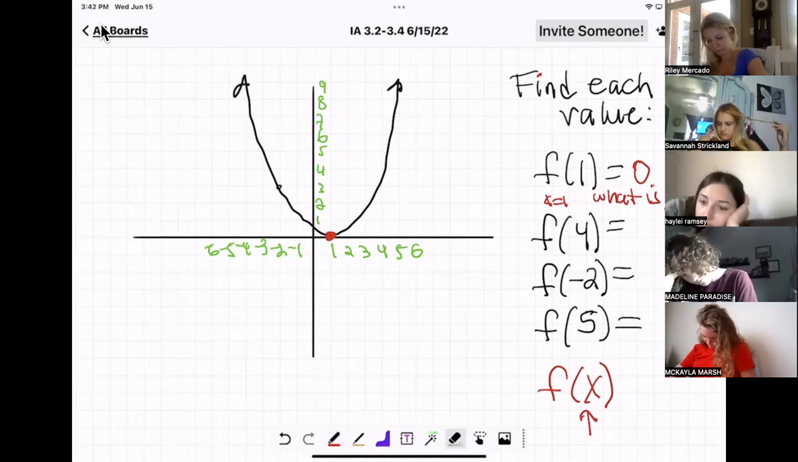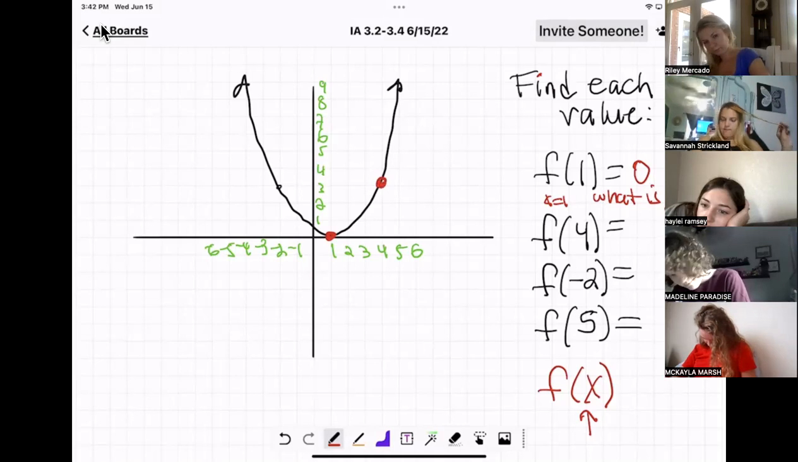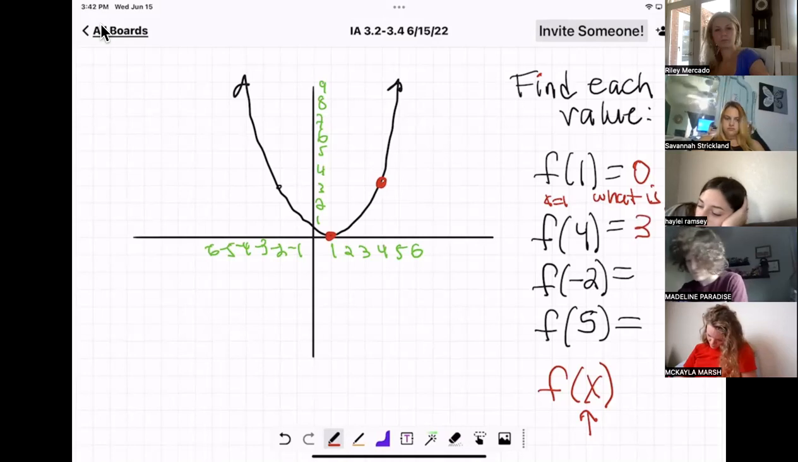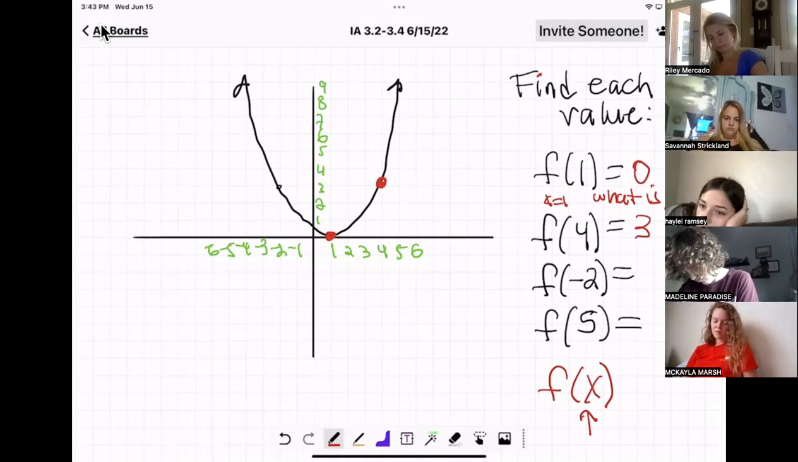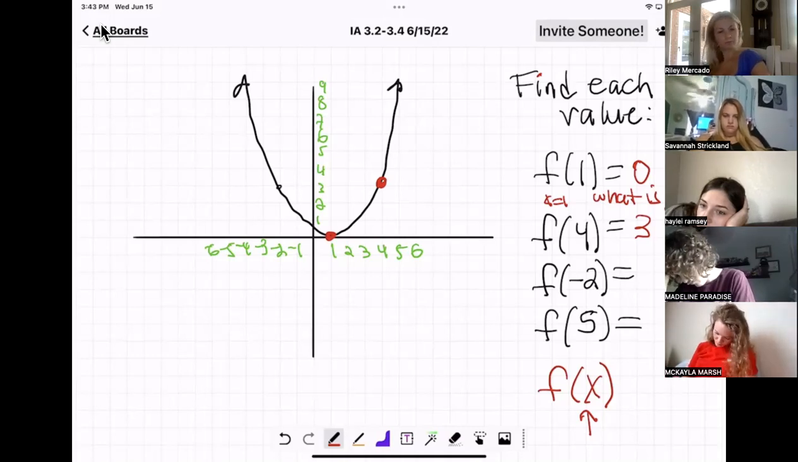Okay, next one. Look at X equals 4. I'm going to go to 4. 1, 2, 3, 4. I have to find my Y. My Y is 3. So again, it's just talking about coordinates in a very different way. The next one, F of -2. X is -2, what's Y? So at -2, if I go up, I am also at 3.